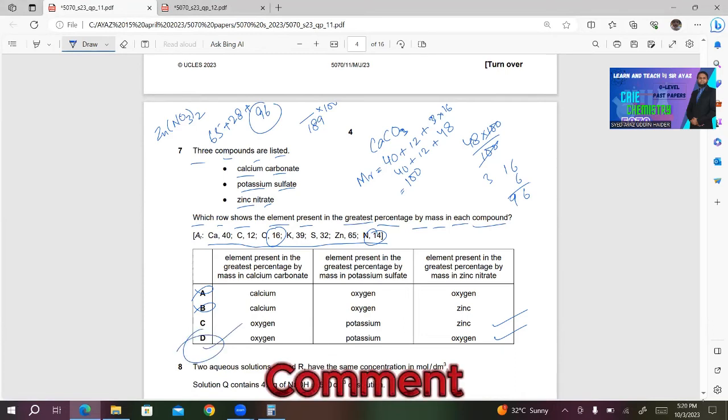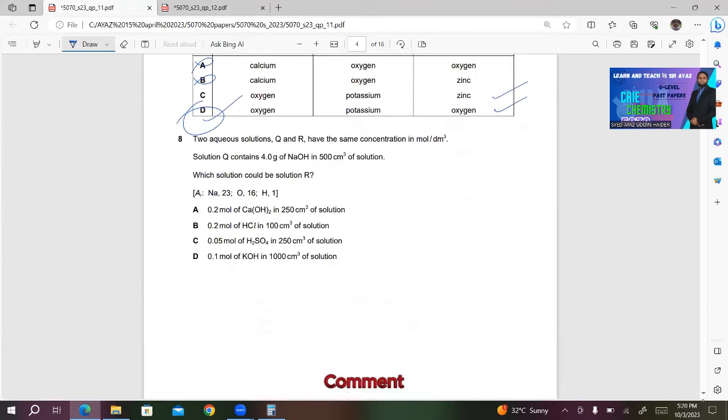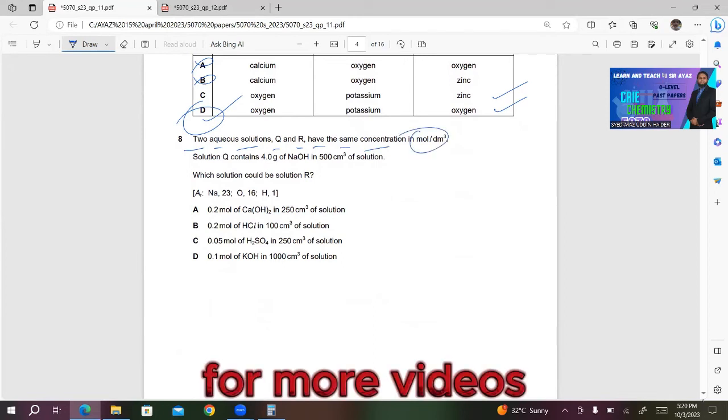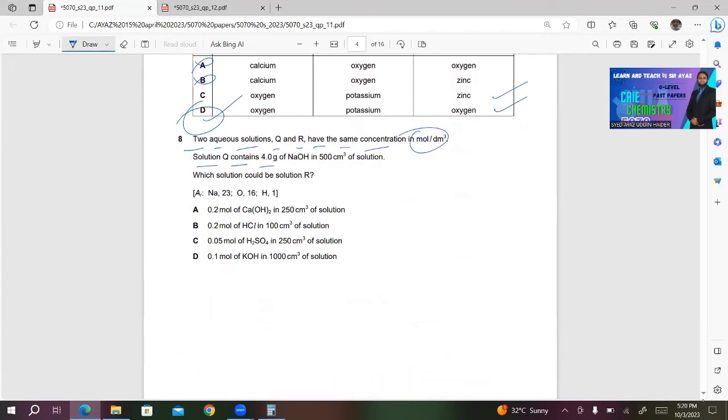Number 8. Two aqueous solutions Q and R have the same concentration in mole per dm cube. Solution Q contains 4 grams of NaOH in 500 centimeter cube of solution. Which solution could be solution R?